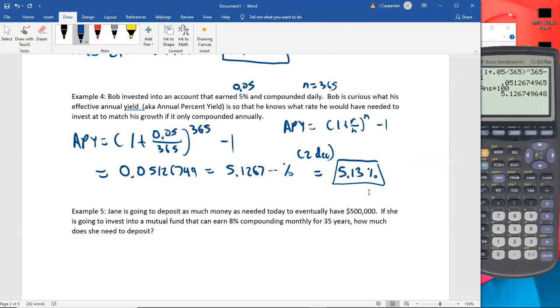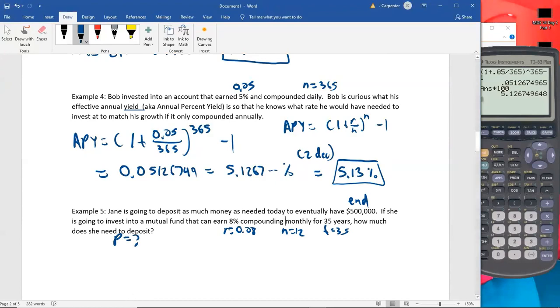All right, so Jane is going to deposit as much money as possible to eventually have $500,000. So $500,000 is our known dollar amount, but is it the start or the end? Well, I think with the phrasing, it's very clear the end. This 8% says the R is 0.08. We're compounding monthly, so the N is 12. We're doing this for 35 years, so that's 35. How much does she need to deposit to make this happen? So how much does she need to deposit? That's the P. We don't know the P.